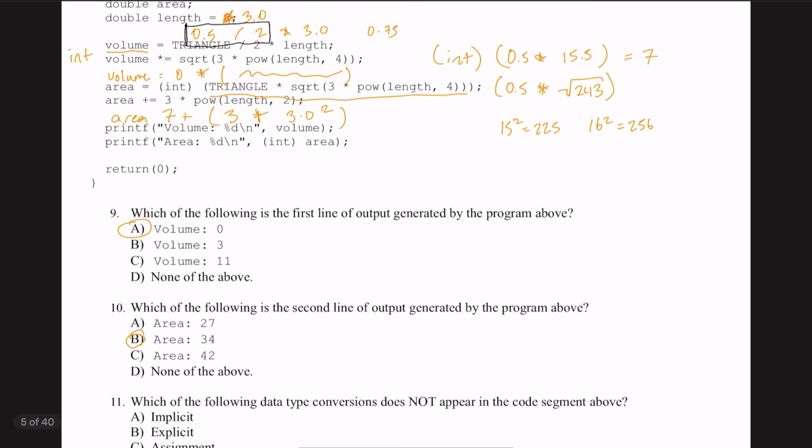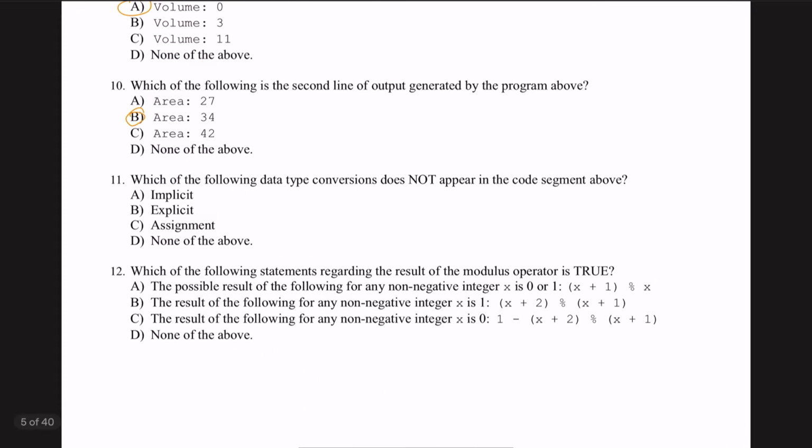We have explicit conversion right here when we casted our 15.5 times 0.5 to an integer. And we had assignment when we had 0.75 on the right-hand side here, a floating type, and then an integer on the left-hand side. So we needed to make the types match. Therefore, all three types of conversion appeared, and our answer is D, none of the above.